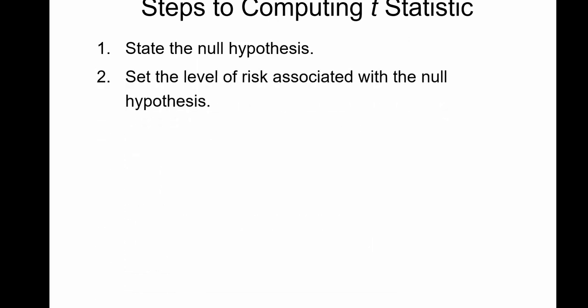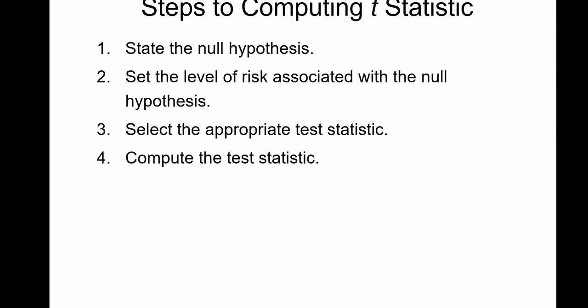Now, step 2, set the level of risk. We talked about this in my inferential statistics lecture. The level of risk is always going to be standardized at 0.05. So step 2 is kind of a gimme. Step 3, select the appropriate test statistic. Here's where we get into the weeds. We have 2 options for t-test. You have an independent samples t-test and a dependent samples t-test. One of the important things with computing it is selecting the correct one. I'm going to talk about that more in a minute.